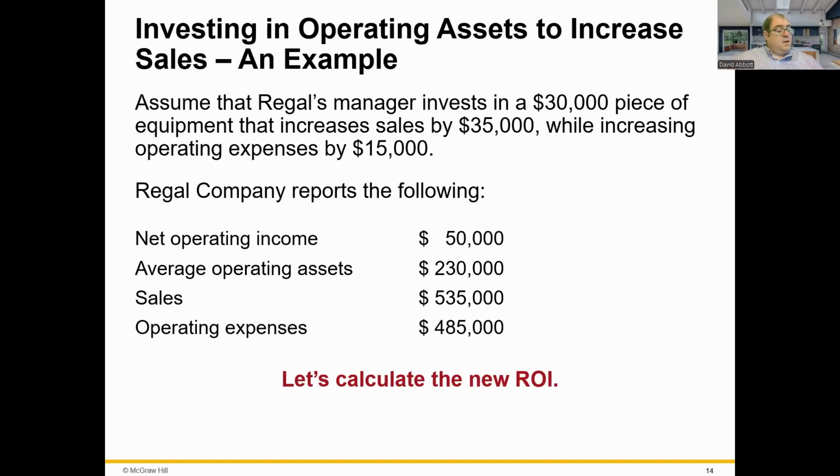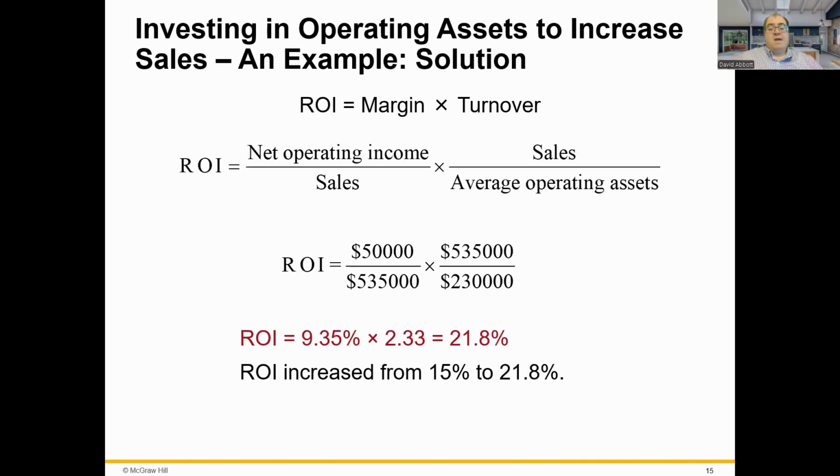Now, let's assume that Regal's manager invests in a $30,000 piece of equipment that would increase their sales by $35,000. So now their sales are $535,000, but it also increased their operating expenses by 15,000. So now they're 485,000. What would be the ROI in this case? And again, working this out, we see then that the ROI would increase from 15% to 21%.